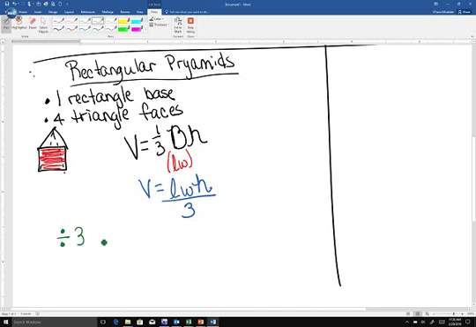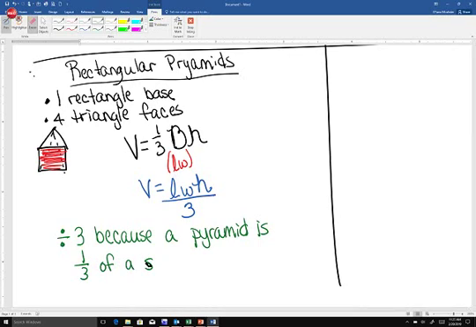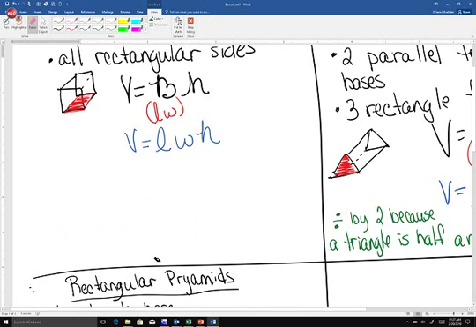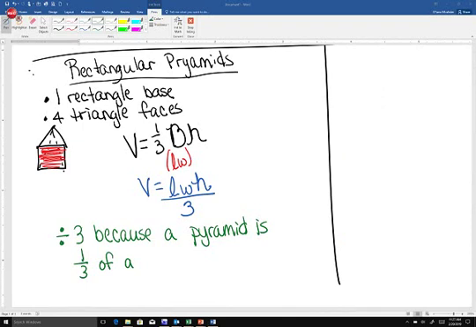We divide by 3 because a pyramid is 1/3 of a prism. Do we have any questions about finding the volume of a rectangular pyramid?